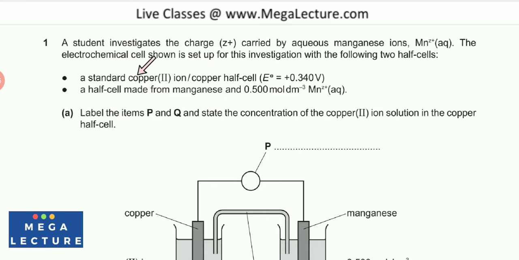The first one is a standard copper 2 ion copper half cell, and the other one is a half cell made from manganese and Mn^Z+. Now I've written down the two electrode reactions as well. The copper ion copper half cell, so it's copper 2 plus in equilibrium with copper in one of the half cells, and the other one is manganese and Mn^Z+. So it's Mn^Z+ gaining Z electrons, we don't know what Z is, to form Mn and vice versa. So they are in equilibrium with each other.